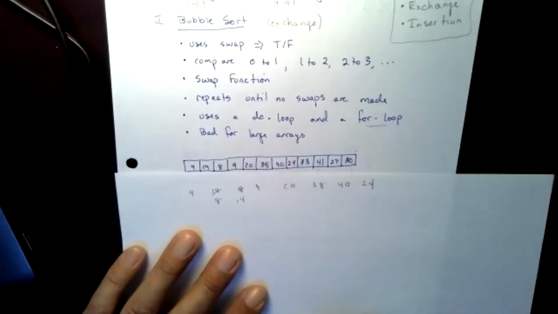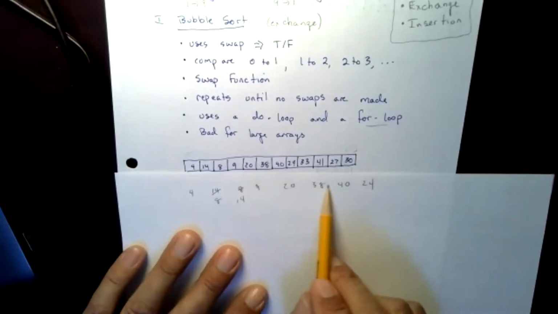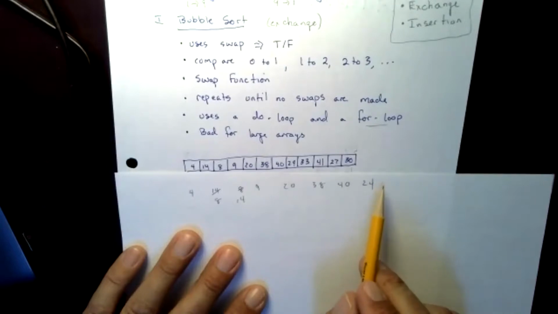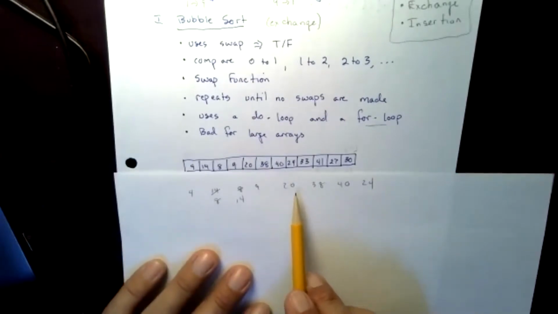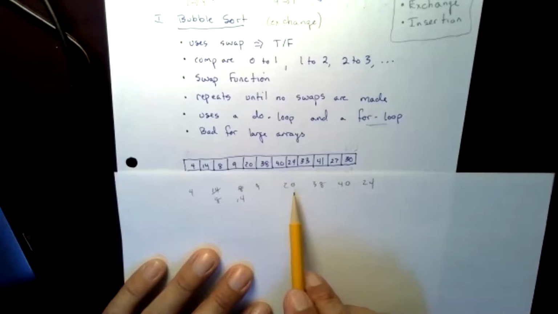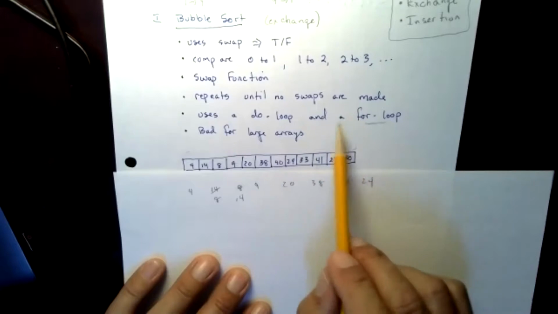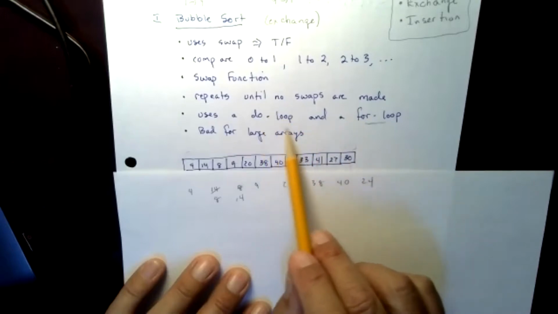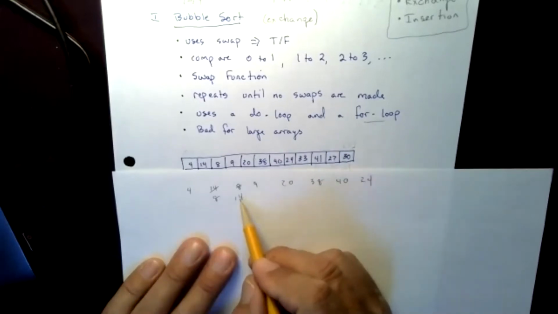And because I swapped something, I'm going to keep track of that. So after I go through this entire list, I'm done with that. I did a for loop from 0 to here to do all of these side-by-side comparisons. And when I'm done, I'm going to ask, did you make a swap? And if the answer is yes, I'm going to do it again. So this do loop is going to be outside of the for loop. All right, so I would keep going.